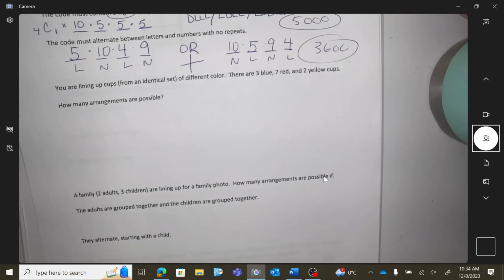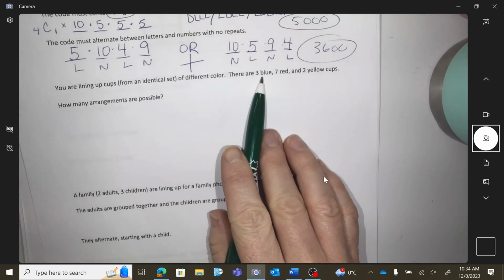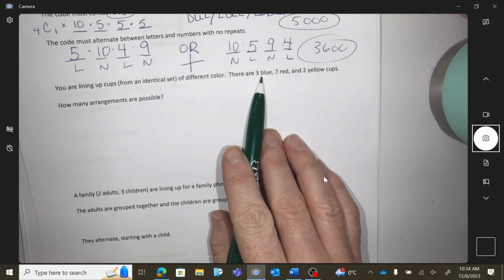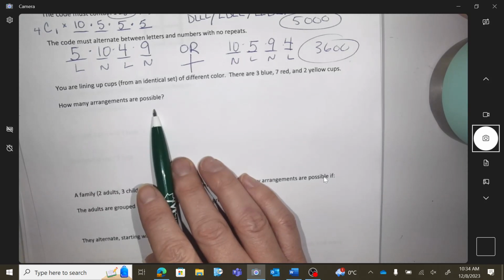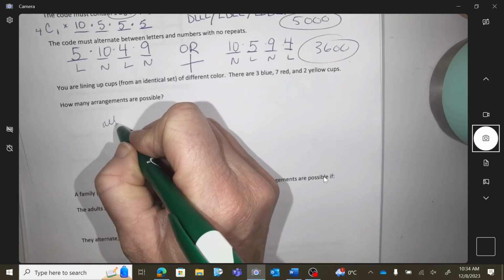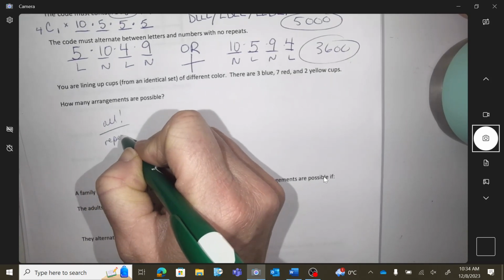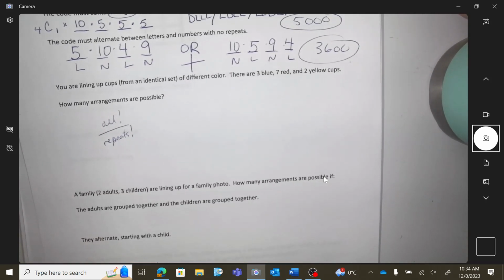Okay, you are putting cups in a line and it's from an identical set. So all the cups look the same except for just the colors. When you have these 3 blue cups, those 3 cups look the exact same to me. So how many arrangements are possible? This scenario is that all divided by the repeats. Remember that?